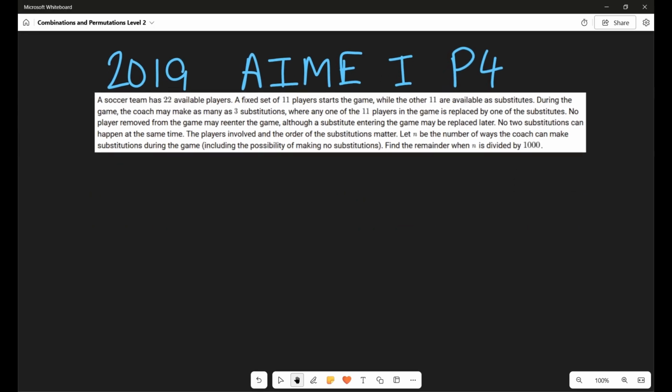Our first problem is the 2019 AIME 1 problem 4, and it reads, a soccer team has 22 available players. A fixed set of 11 players start the game, the other 11 are substitutes. During the game, the coach can make as many as 3 substitutions, so up to 3 substitutions, where any one of the 11 players in the game is replaced by one of the substitutes. No player removed from the game may re-enter the game, although a substitute entering the game may be replaced later. No two substitutions can happen at the same time.